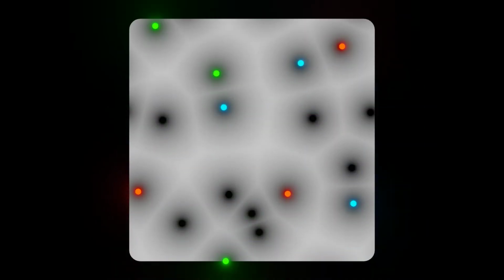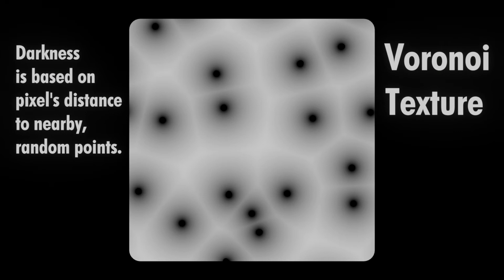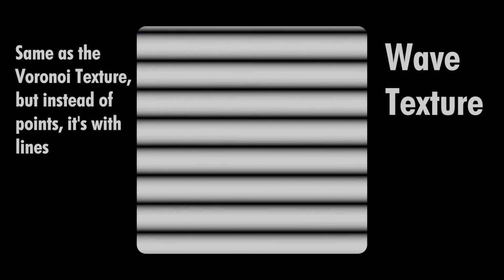Of course, how do you get these textures? Texture nodes are also a really important part of Blender nodes, so that's what I'm going to be showing you next. First up is the Voronoi texture. The Voronoi texture takes a bunch of random points and draws pixels in darkness based on how far away they are from these points. Next up is the Wave texture. It is rather similar to the Voronoi texture, except instead of using random points, it uses evenly spaced lines and distance from them in order to determine pixel darkness.